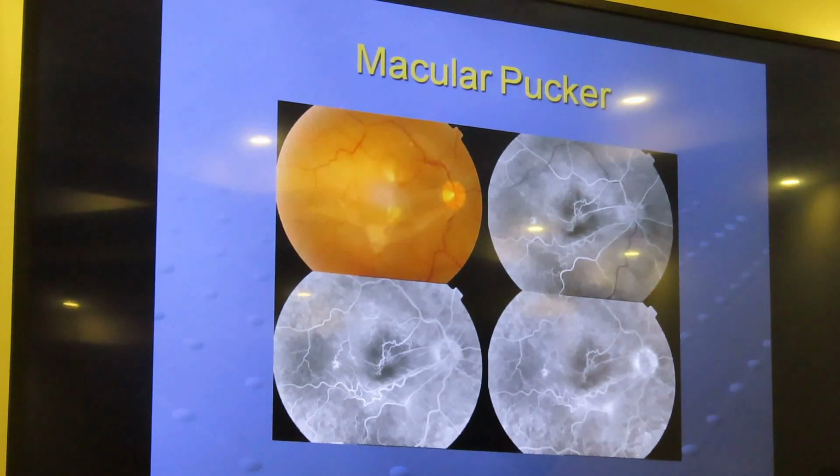This is a macular buckle, which can be shown by OCT with severe epiretinal membrane, but you can see it in fluorescein as the vessels are retracted and irregular that way.